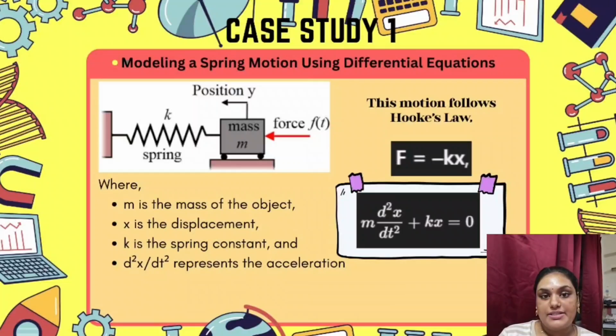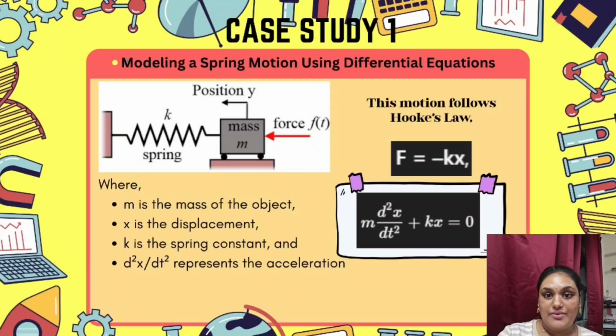So today I will be talking about my case study 1, which is about spring motion, or in other words, how a spring moves when a force is applied to it. This motion follows Hooke's law, which states the force of the spring is directly proportional to how much it is stretched or compressed. The formula is F equals to negative kx, where F is a force, k is the spring constant, and x is the displacement.